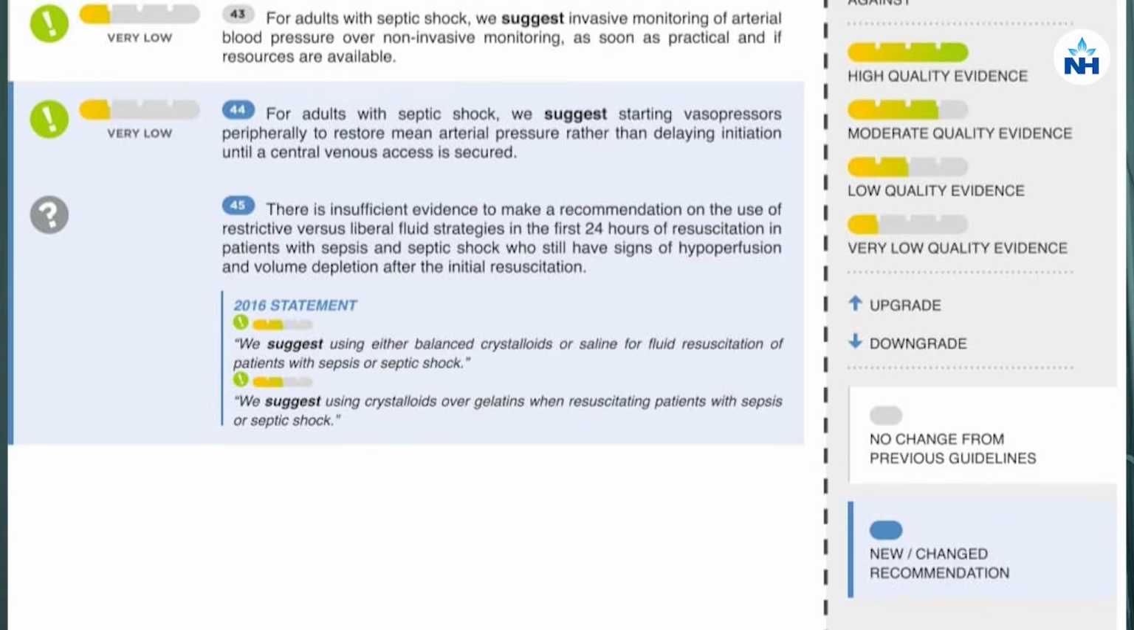And earlier, recommendation 43, that for adults with septic shock we suggest invasive monitoring of arterial blood pressure, is the same as 2016. Recommendations 44 and 45, that is starting vasopressors peripherally, and insufficient evidence regarding a recommendation on the use of restrictive versus liberal fluid strategy, are the new ones.